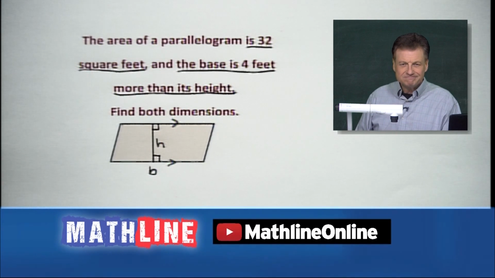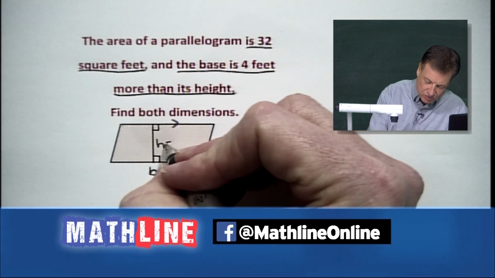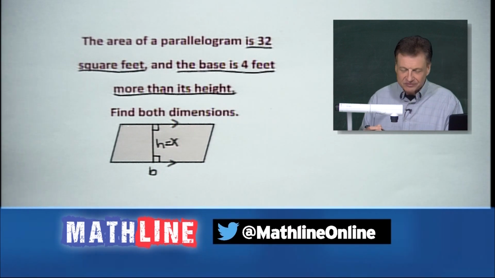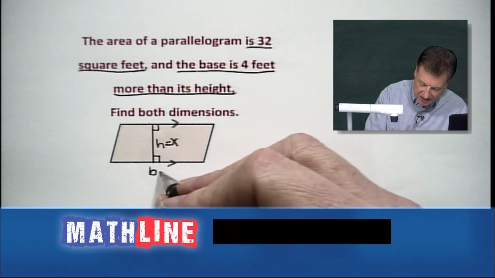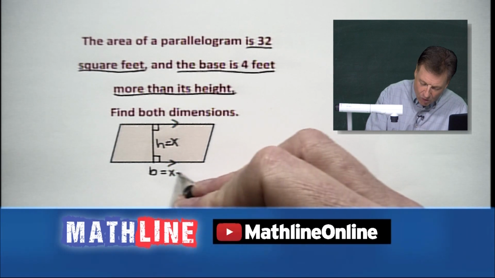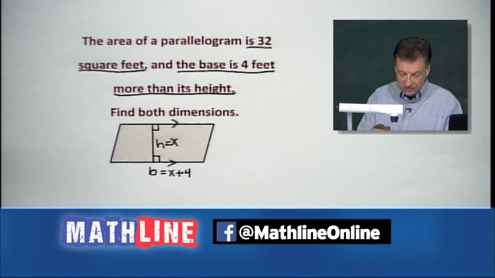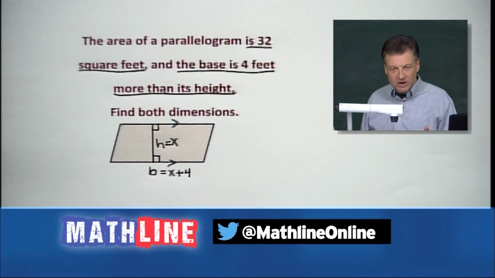According to this, my H, I'm going to change letters once again here. I do this from time to time, don't I? We're going to make that X, and what do we know about the base? It is 4 more than the height. So we'll call it X plus 4. All right, so these are our two dimensions, X and X plus 4. Well, that makes things a lot easier. We're all in one variable.